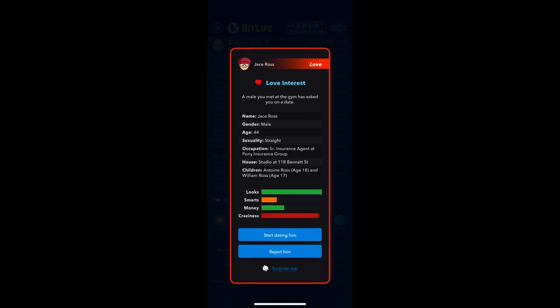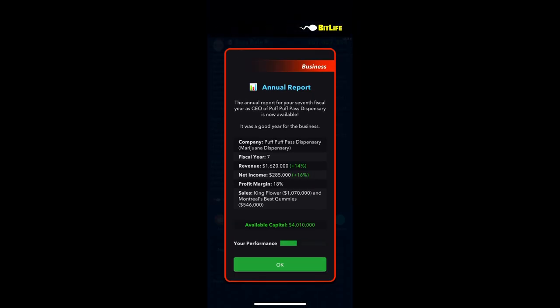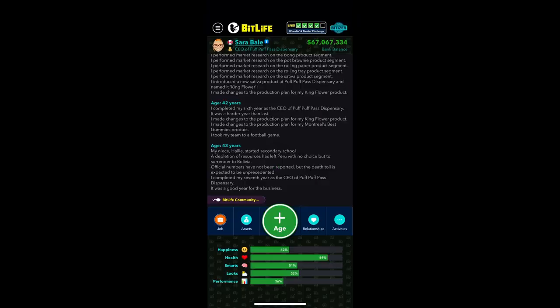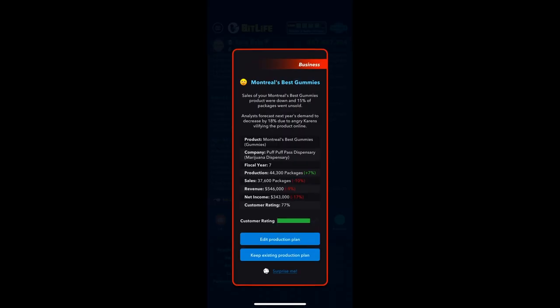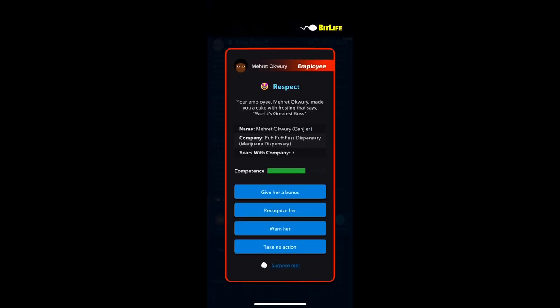And then we went to a football game. I ignored the dating thing. And we aged up, and I ended up making some decent money. So it said that my demand was going to decrease by 20,000. So I ended up subtracting 20% from 134,000. So I ended up going down to around 104. And then here I had 15% of packages unsold of my gummies. So I needed to subtract the 15, but I think I ended up retiring it.